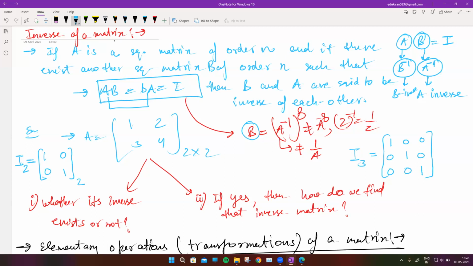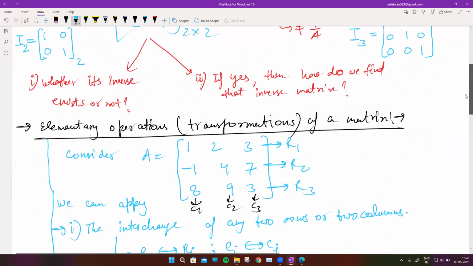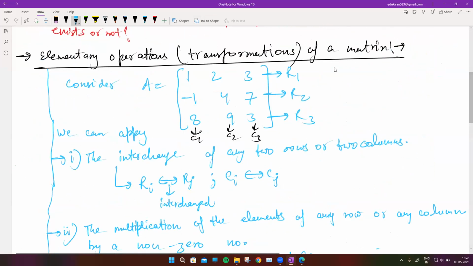So there are 2 methods. We haven't discussed the methods, but we did discuss how to find the inverse of a matrix. First method is elementary operations or transformations of a matrix, which used to be in our syllabus prior to this year. But now this particular topic has been eliminated.